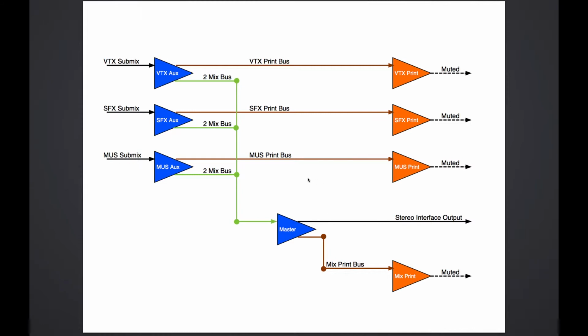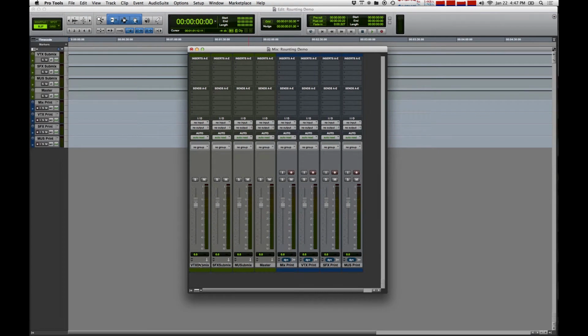So that's our image. First thing we can take care of is making sure all of these submix tracks are being fed properly. So let's head back to our desk. Here's the voice, sound effects, and music, and they will be fed by the appropriate submix bus. Voice, sound effects, and music. And then they go out to their print buses.